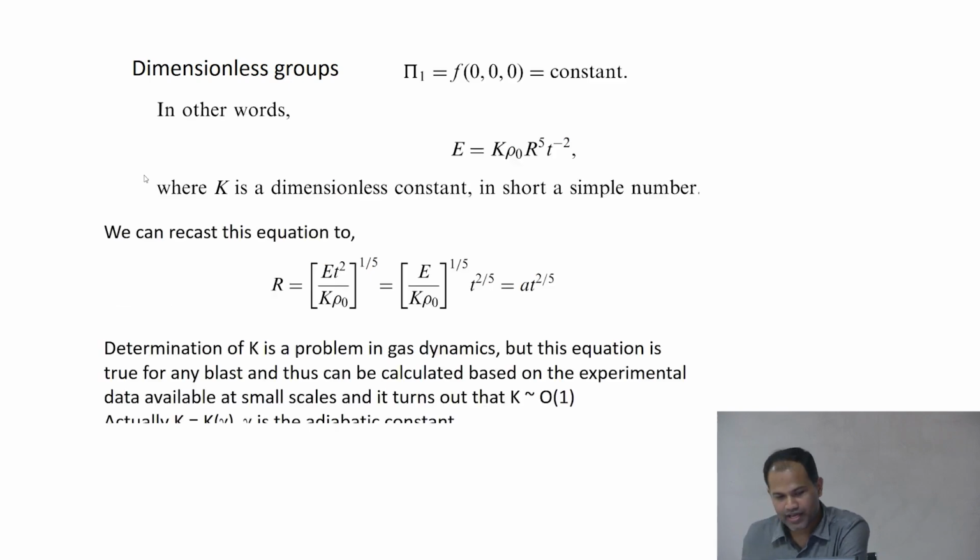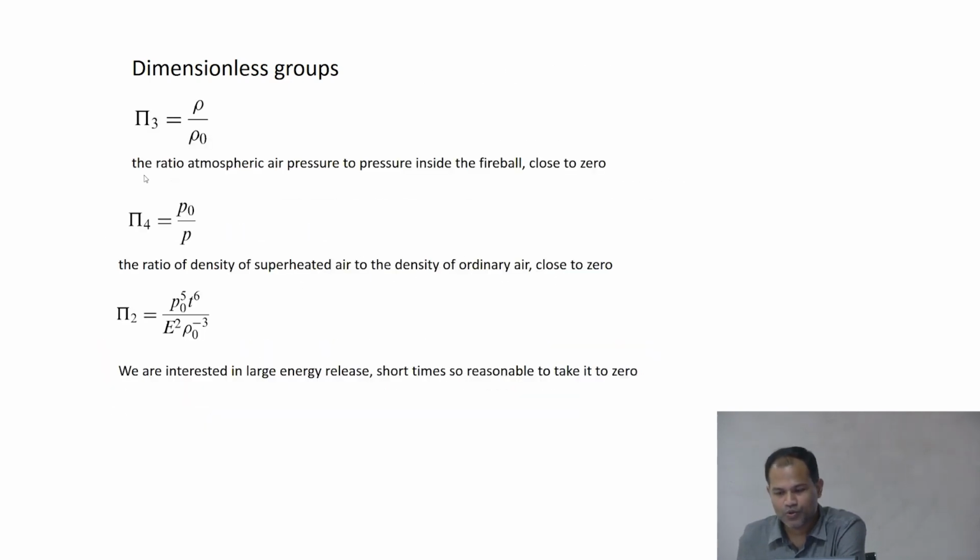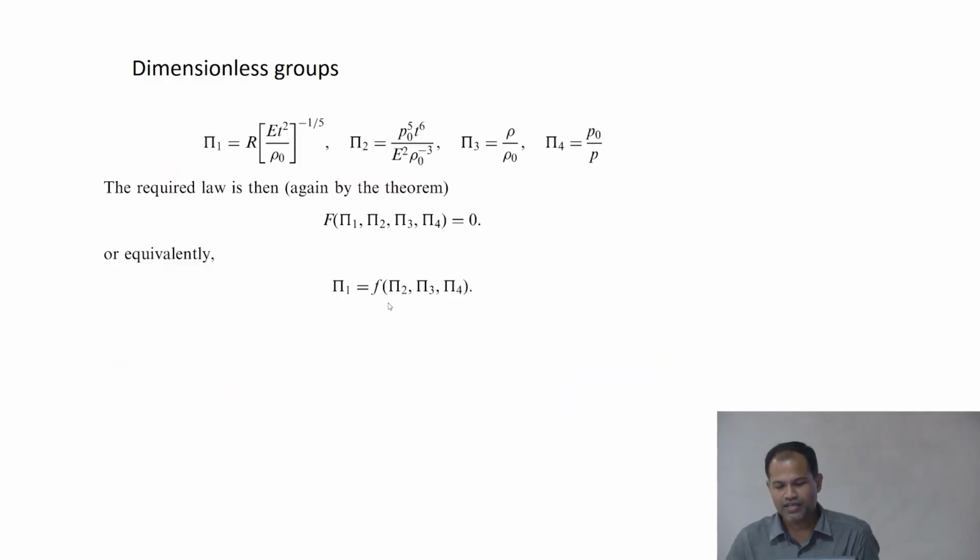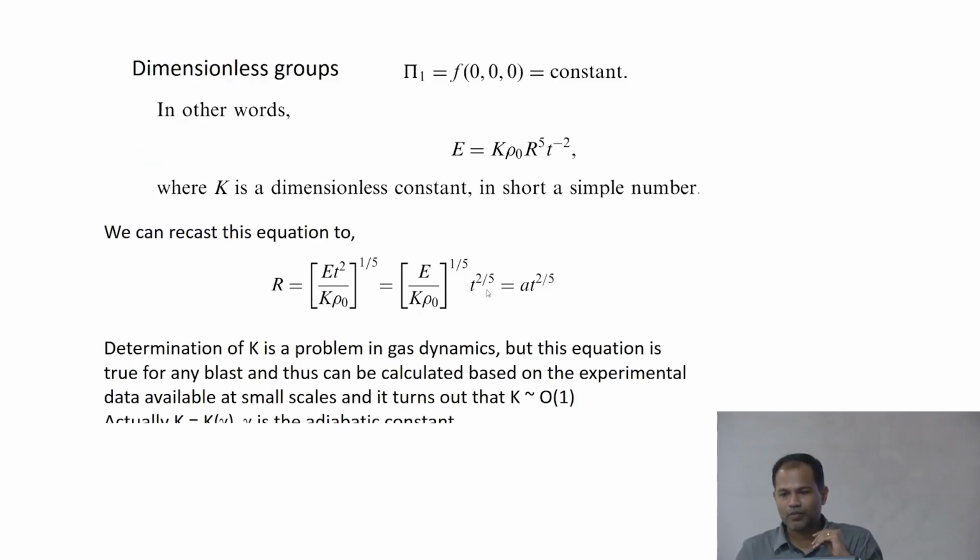Okay, if you do that, originally you had pi 1 written as a function of pi 2, pi 3 and pi 4, and now you're saying that you're going to make pi 2, pi 3 and pi 4 very small. In other words, that would amount to saying that pi 1 is some function which is not dependent upon anything else, and therefore pi 1 is a constant, or some number, whatever it is.